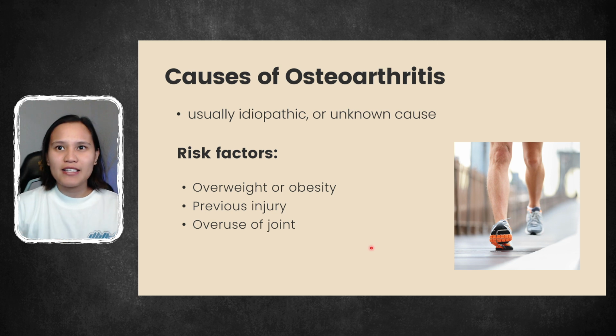Another one is previous injury. When we say previous injury, for example, there's a sprain or a strain happening on the area or the joint itself. Of course, if you had an injury, you would have limited motion and decreased functional movement. Therefore, it could also be a factor in developing osteoarthritis.